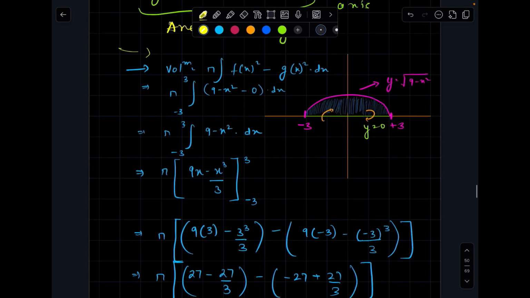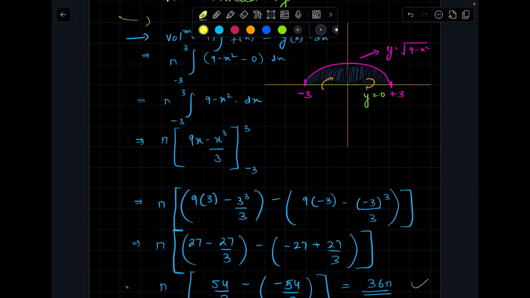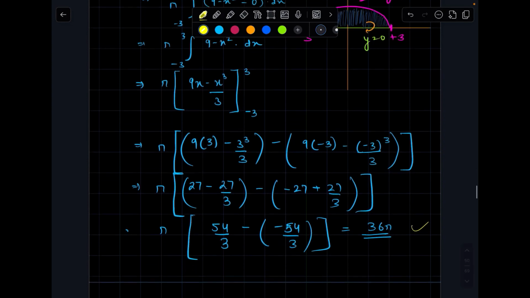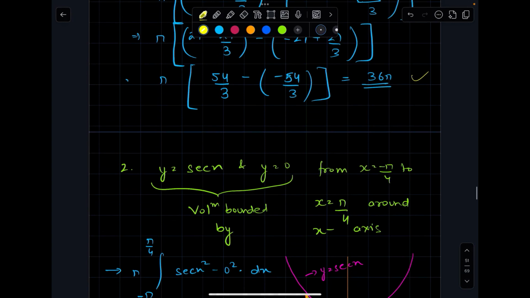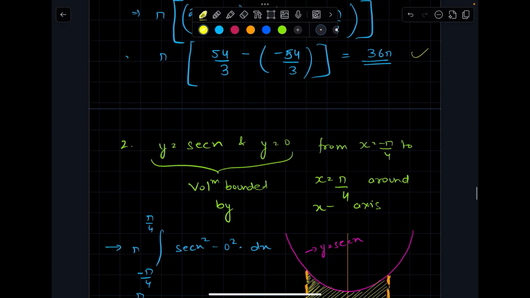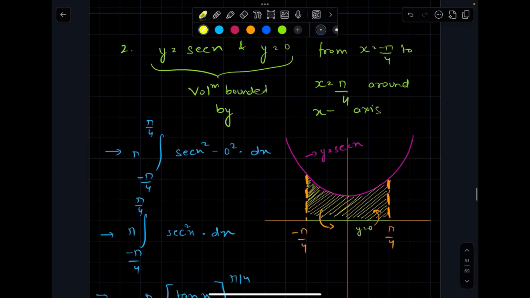Since root of 9 minus x squared is always above the x-axis at all points between negative 3 and 3, therefore f of x is root of 9 minus x squared. That's the main thing you should be careful about. And everything else is basic integration, which I'm hopeful you can already do.